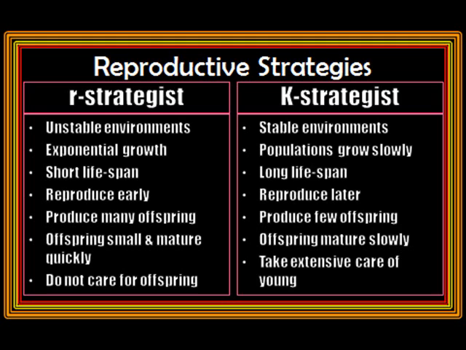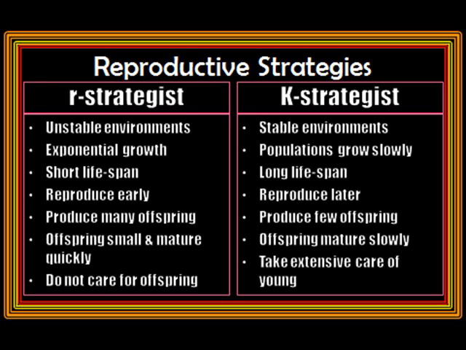R strategists are going to be the ones that reproduce very rapidly. If you want to think about it, you can think of the R standing for rabbit or rat or rodent, and it stands for rapid growth. These guys will tend to inhabit unstable environments where they can experience exponential growth. So let's say they're colonizing a new environment or their population just got knocked down. They can grow very quickly.